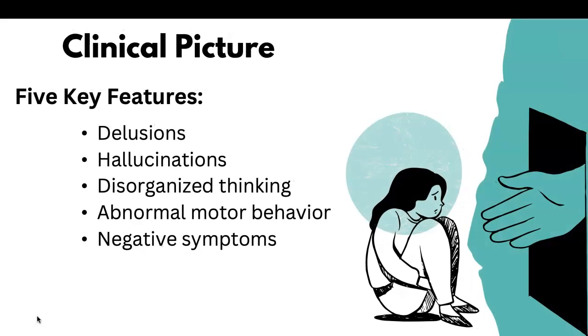The 5 key clinical features are as follows: delusions, the persistent false beliefs that are not based in reality; hallucinations, perceiving things that are not actually present, such as hearing voices; disorganized thinking, the patient's struggle to organize thoughts; disorganized or abnormal motor behavior, which can manifest as unusual movements or lack of purposeful movement; and negative symptoms, which include reduced emotional expression, lack of motivation, and decreased ability to experience pleasure.